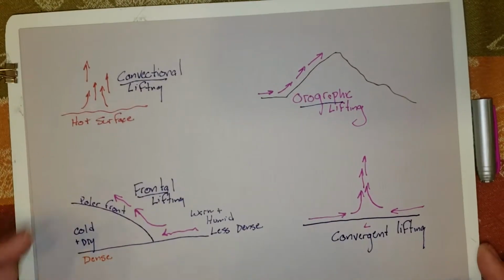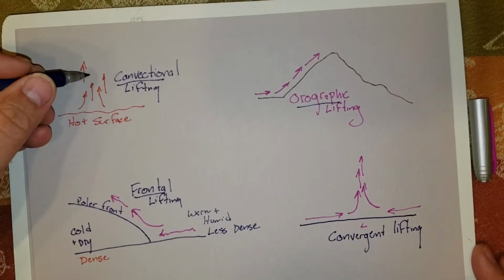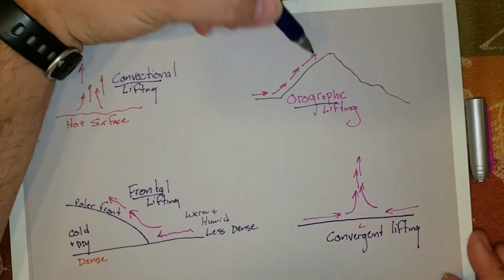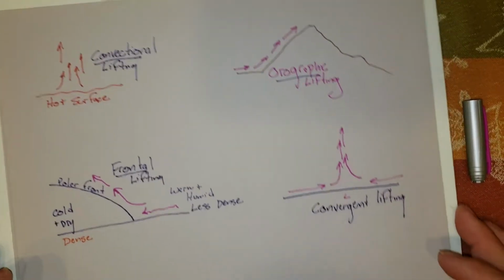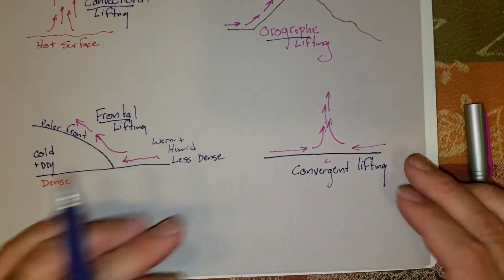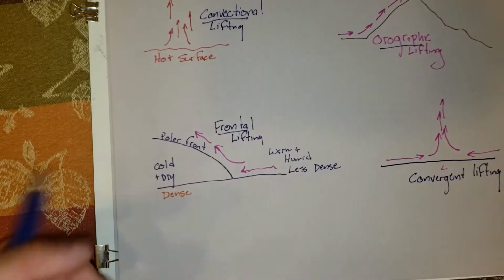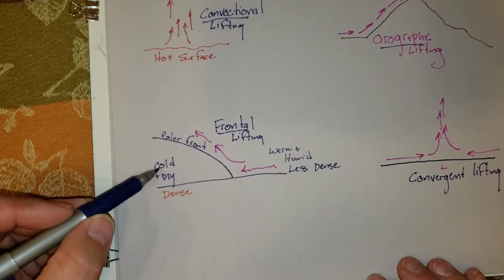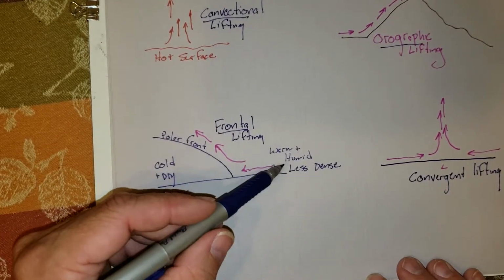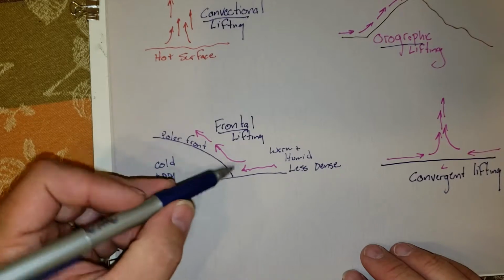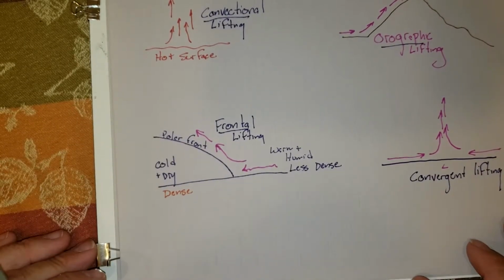All right, so those are our 4 lifting mechanisms. We have convectional lifting. That's just going to be warm surface. It rises. Orographic lifting, it's going up and over. Convergent lifting, that's where we have air coming in from all different directions and it's forced upwards. And frontal lifting, where we have cold, dry air and warm, humid air, and they crash into each other. That warm, humid air is forced upwards.